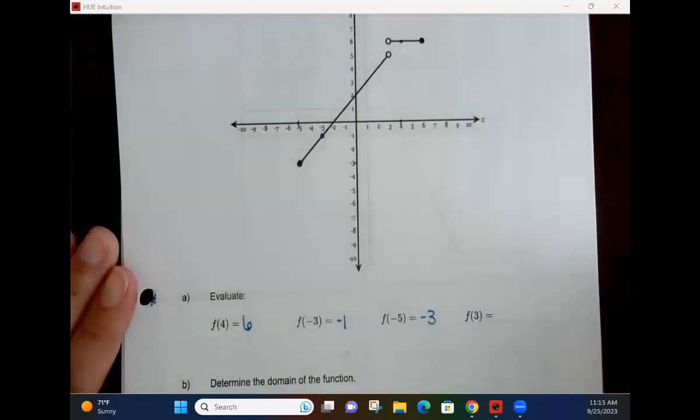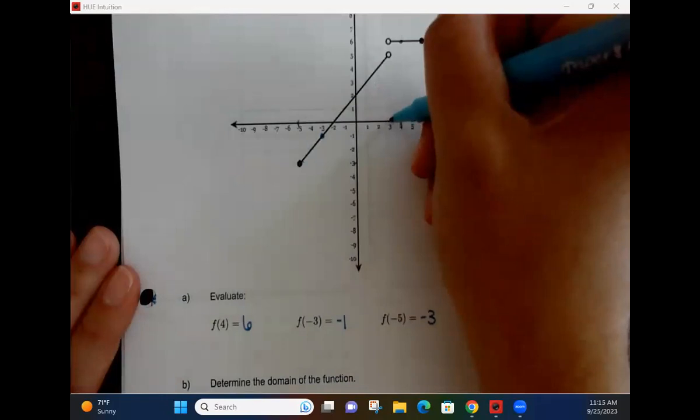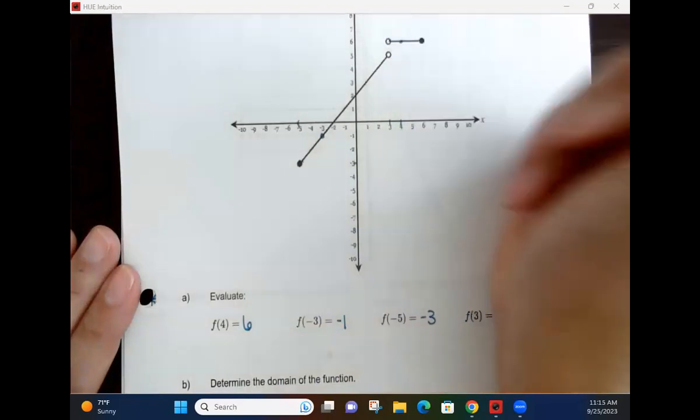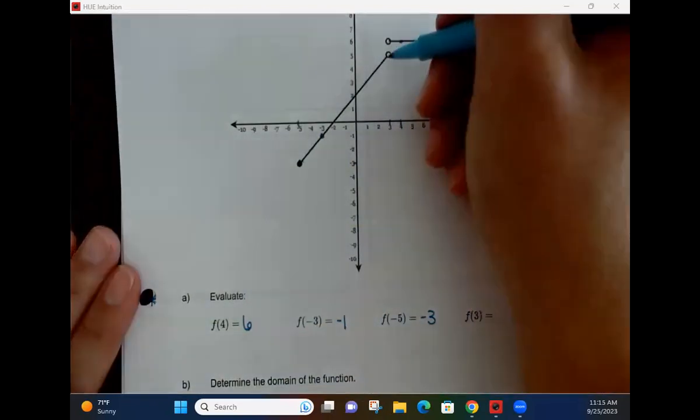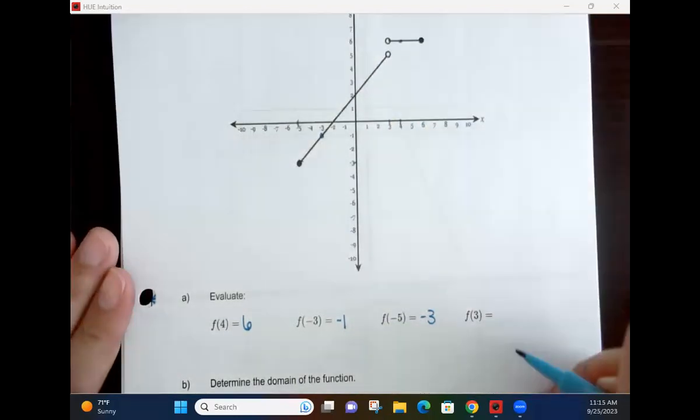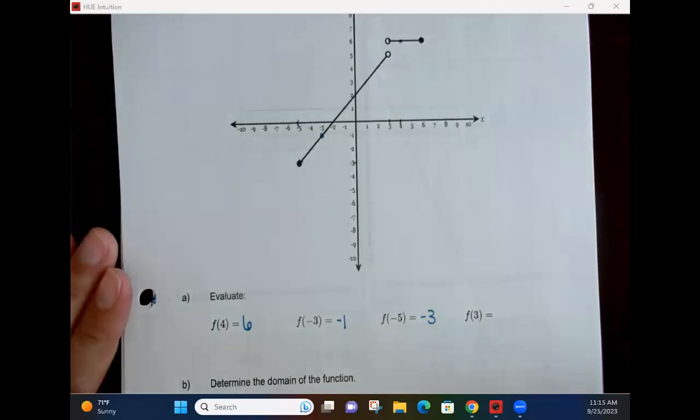And then finally, f of 3. Here's where x is 3, follow that to my graph, and I've got an open circle here, and then also an open circle here. I don't have a closed circle anywhere that x is 3. So what do you think that means here? What would I put?